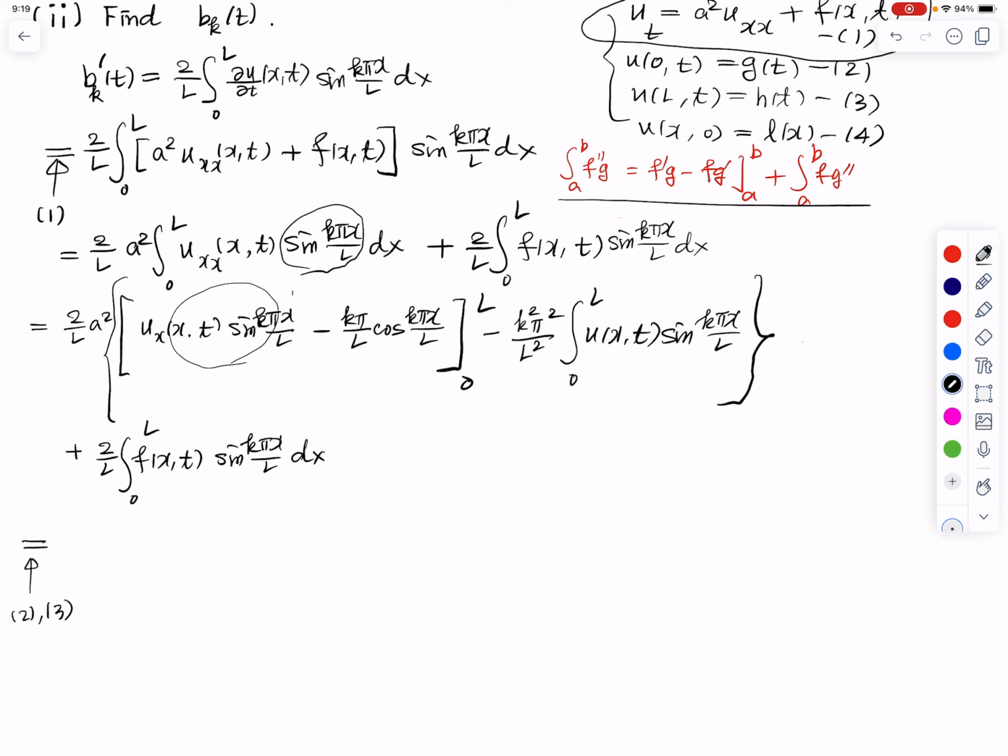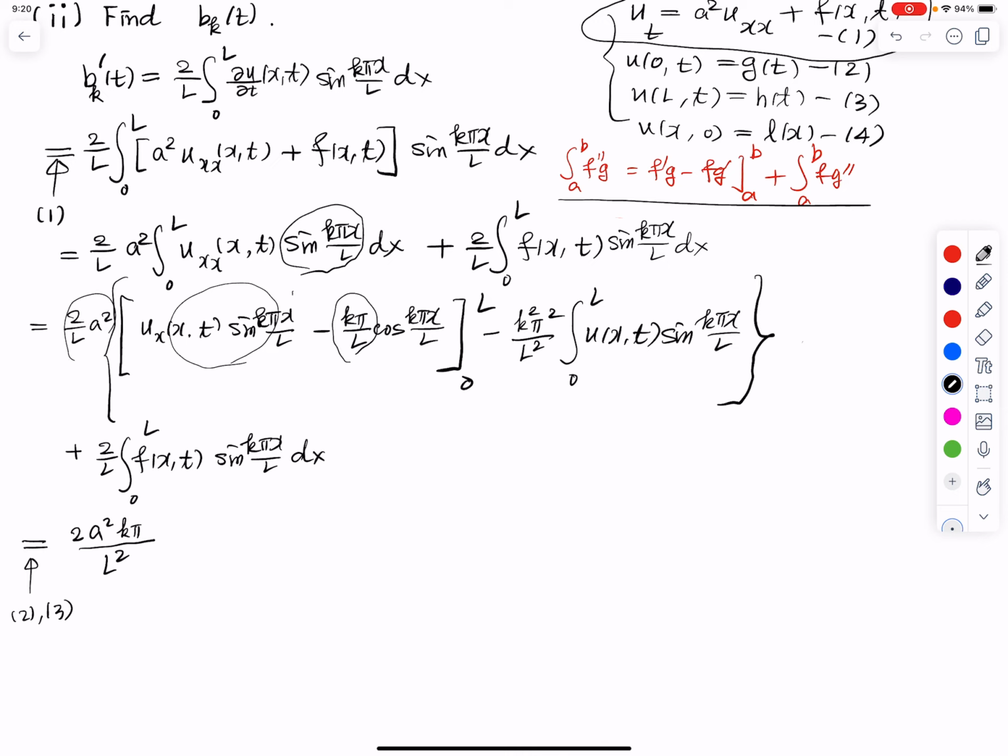So then minus k pi over L a square, and then 2 divided by L. I just split like this one. For this one, just 2 a square k pi divided by L square, first term. So you take this guy with this: 2a square k pi over L square.